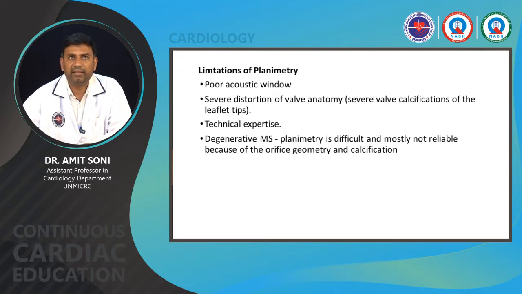Limitations of planimetry: poor acoustic window, severe distortion of valve anatomy like severe valve calcification of leaflet tip, and technical expertise. In degenerative mitral stenosis, planimetry is difficult and mostly not reliable because of the orifice geometry and the calcification, so it's not reliable in degenerative mitral stenosis cases.